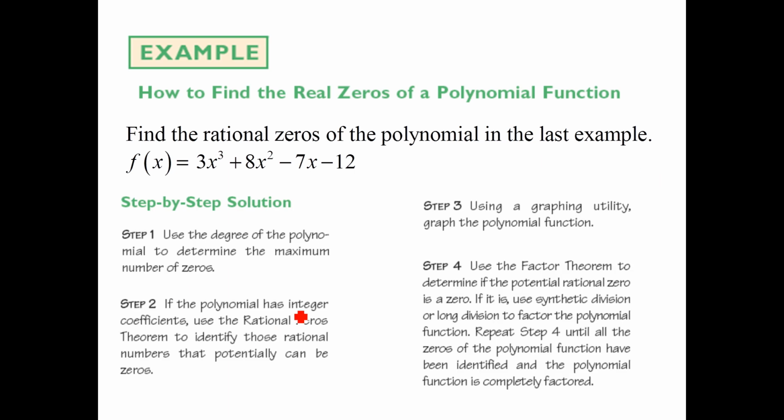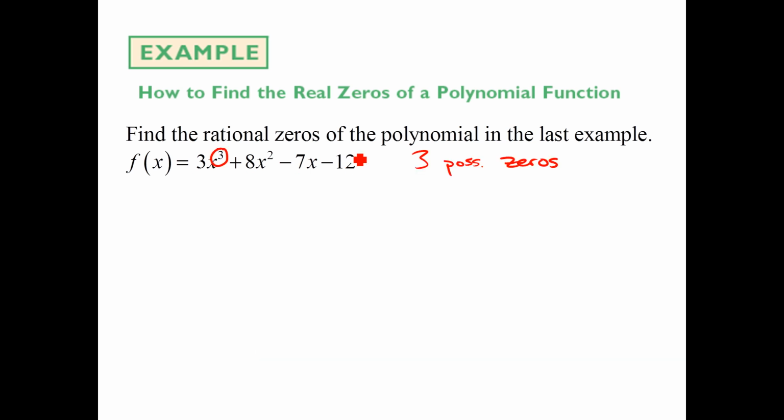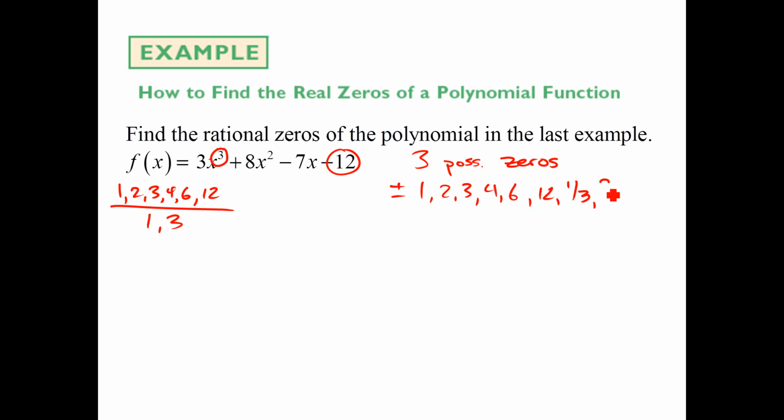Step 2, if the polynomial has integer coefficients, and it does, those are all integers, use the rational zeros theorem to identify those rational numbers that potentially can be zeros. So let's go find our possible zeros. So this is 12, factors of 12: 1, 2, 3, 4, 6, and 12 over 1 and 3. So we just did this. So this was plus or minus 1, 2, 3, 4, 6, 12, 1/3, 2/3, and 4/3. You can look back on the last problem if you need to, but those are the possibles.